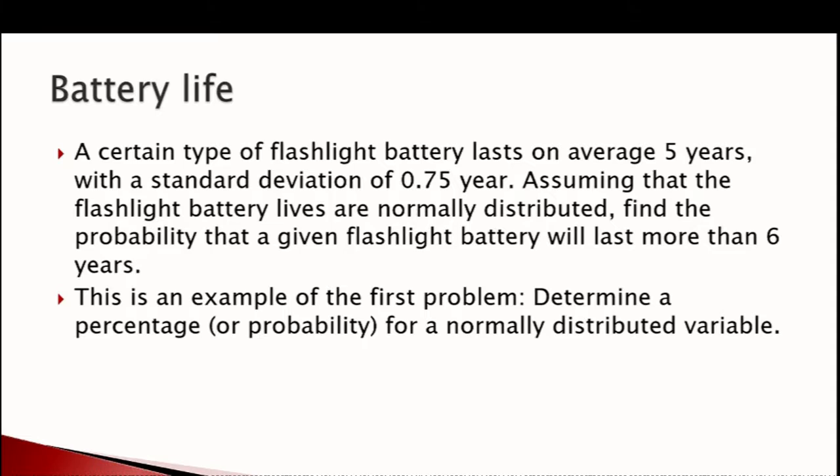How do you see that? First, look at the line where they say assuming the battery lives are normally distributed. So you know this is the problem with a normally distributed variable. Second, they say find the probability. So from these two, you know it matches the definition of the very first problem.